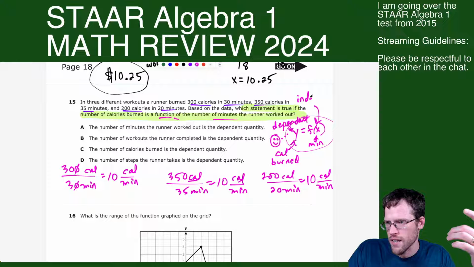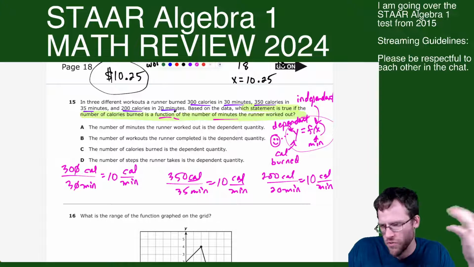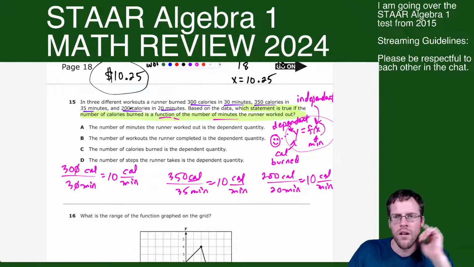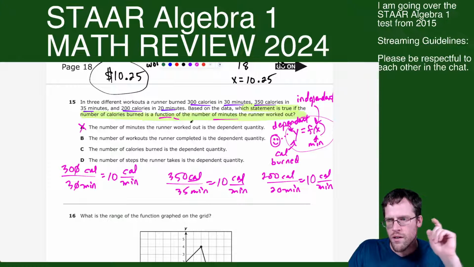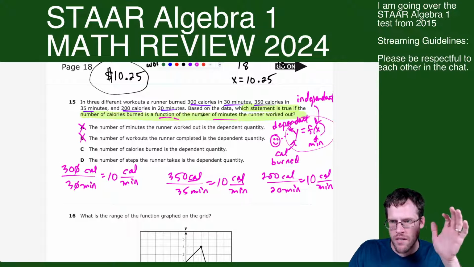Independent in the sense that if you're the runner, you get to decide how many minutes you're going to run. And then the calories that you burn are a result of how many minutes you chose to run. So is the number of minutes dependent? No, the number of minutes is independent. Is the number of workouts the runner completed the dependent quantity? No, the function is minutes, calories, not workouts.